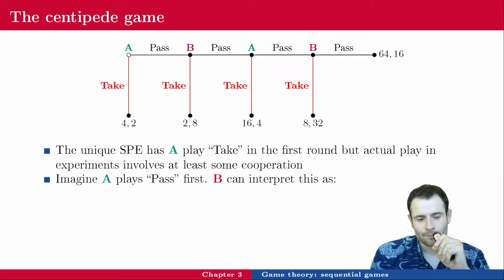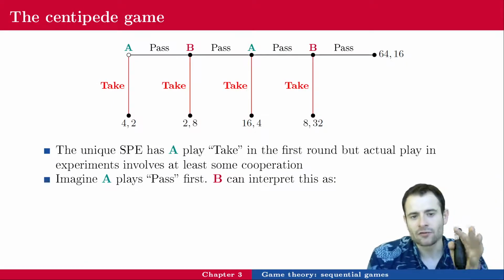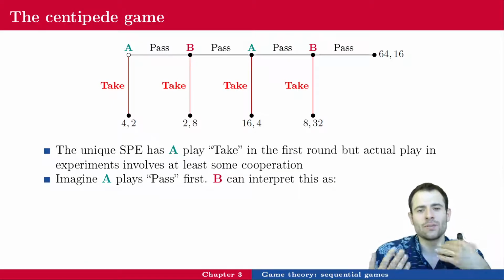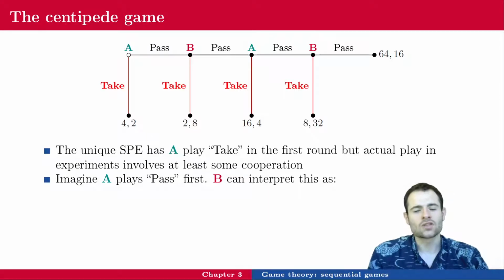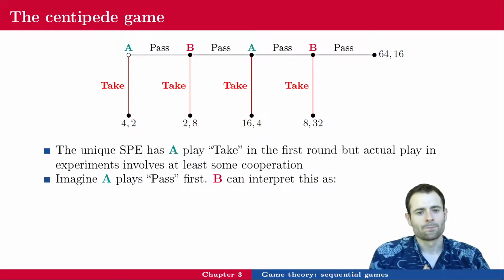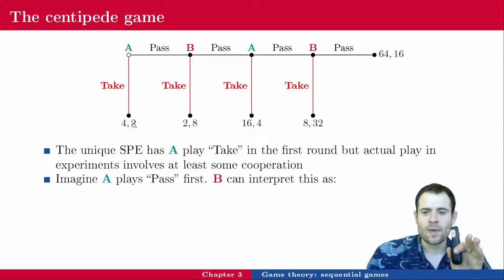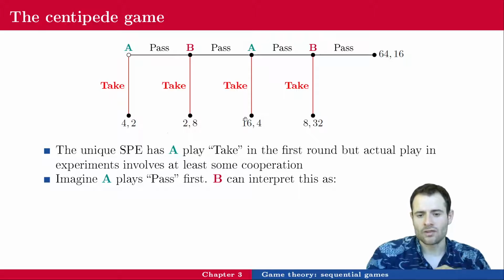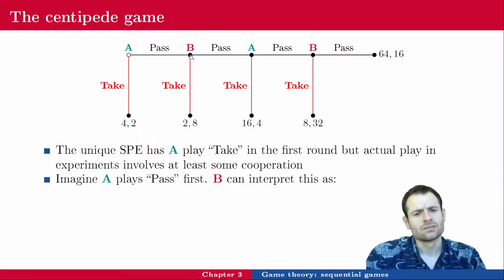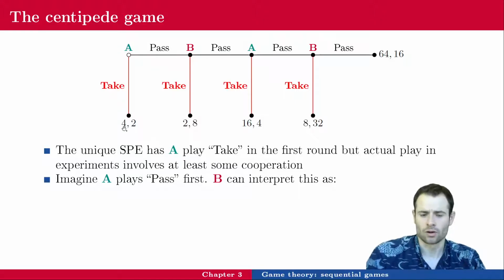Now imagine a case where A plays pass first. So I'm not talking about Nash equilibrium anymore. I'm more talking about what's going to be played in the actual game. Imagine that A plays pass first. And remember that both players are aware of these payoffs. They know these payoffs. So now B is like, why did he do this? That's not very rational. Because if now I take, A makes a payoff of 2, although he could have made a payoff of 4 before.